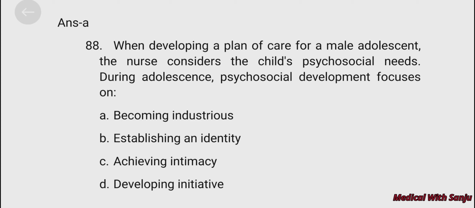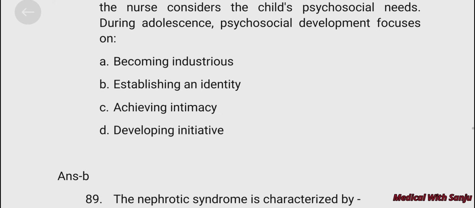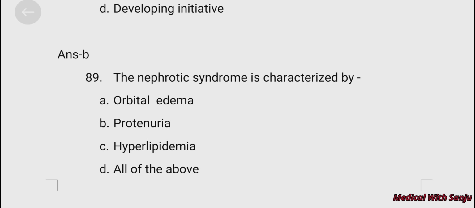According to Erikson, the primary psychosocial task during adolescence is to establish a personal identity versus identity confusion. Option B is the right answer. Question number 89. The nephrotic syndrome is characterized by option A, orbital edema. Option B, proteinuria. Option C, hyperlipidemia. And option D, all of the above.